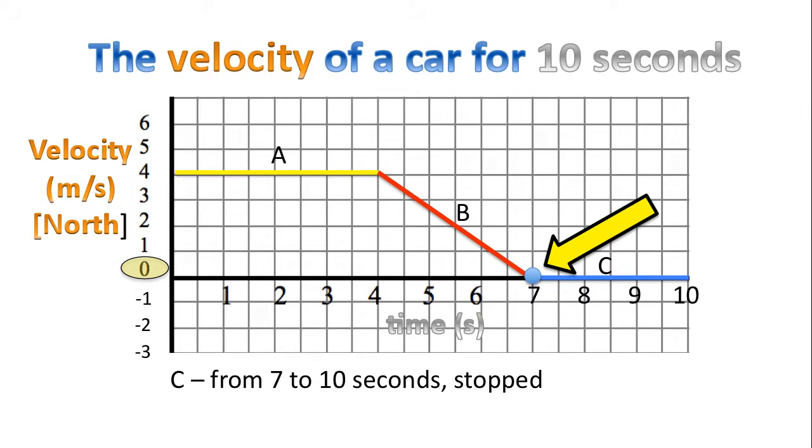And finally, for section C, from 7 to 10 seconds, the object is stopped. How do we know that? Well, just look where the graph is at. It's always on the x-axis, which represents 0 meters per second, or stopped.